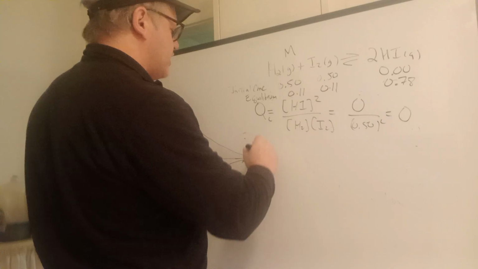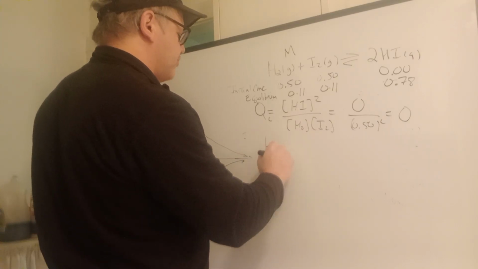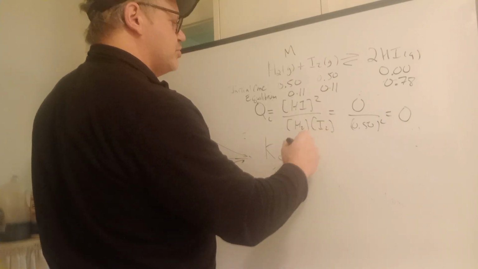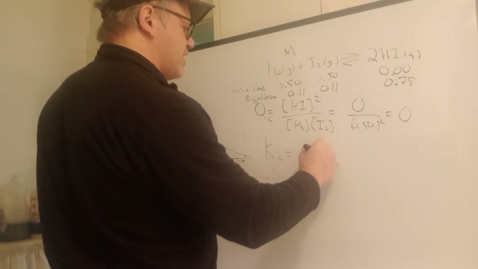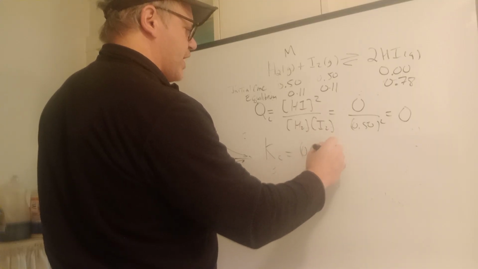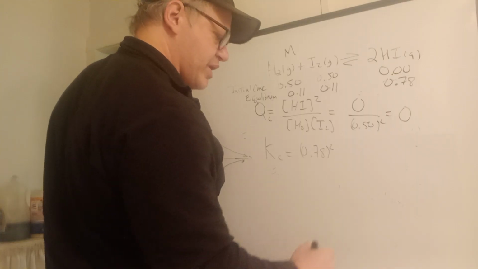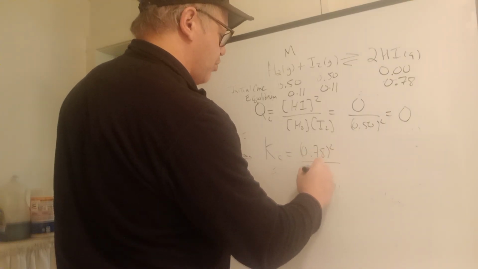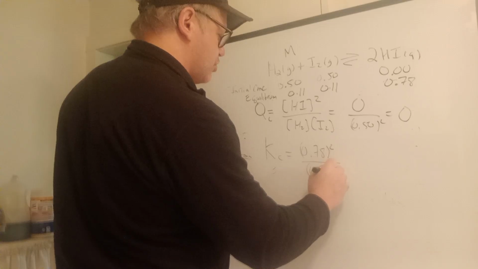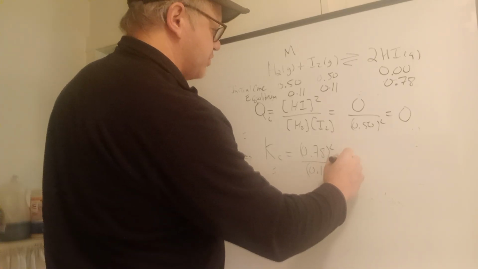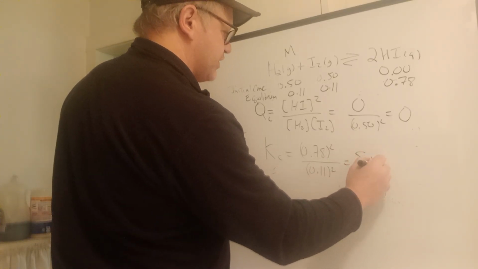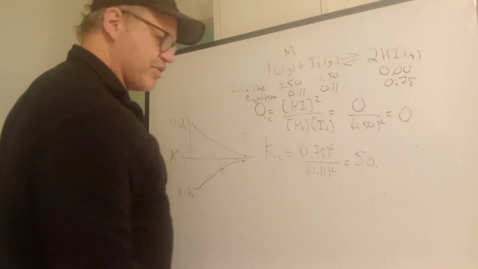Then when we write K for this, it's equal to 0.78 squared over 0.11 squared, which according to my math gives 50 to 2 sig figs. So check the math out with that.